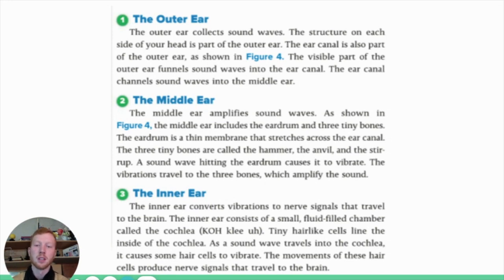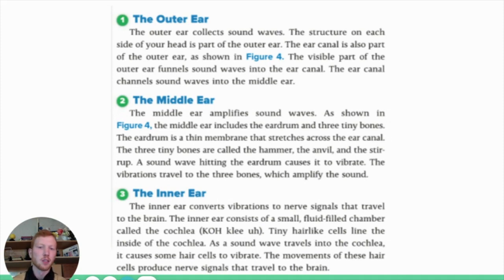So what does the middle ear do? The middle ear amplifies sound waves. That's what you need to say for the middle ear. So far for your warm-up, you have 1, outer ear collects sound waves. 2, middle ear amplifies sound waves. And that brings us to our last one, the inner ear. The inner ear converts vibrations to nerve signals that travel to the brain, which would consist of the cochlea, is how you would pronounce that.